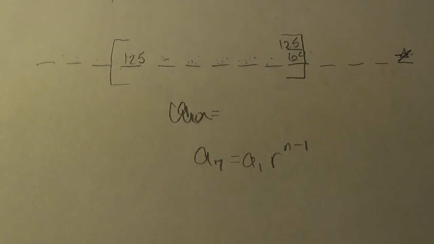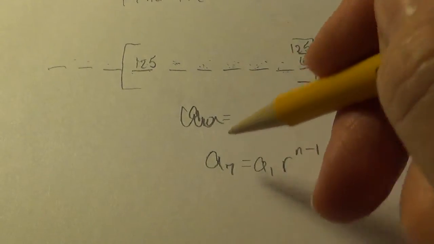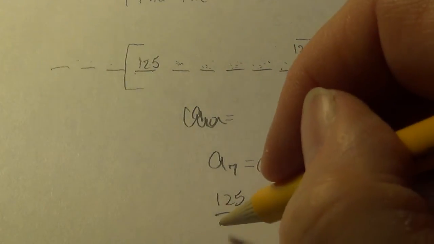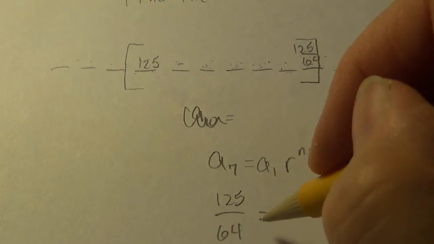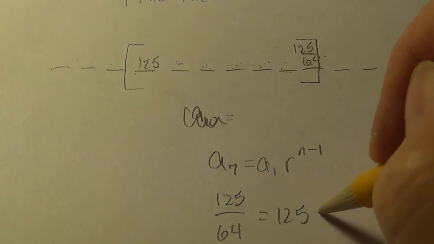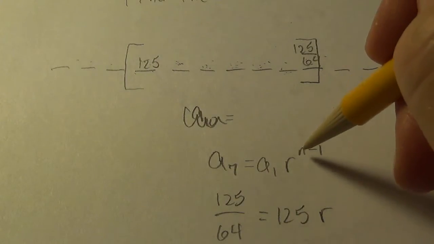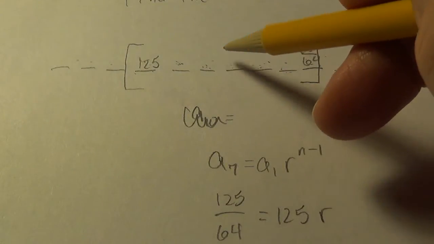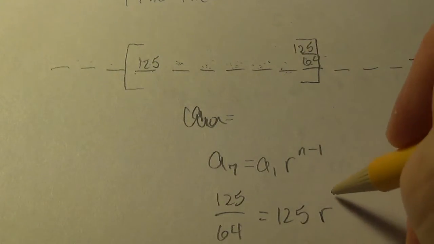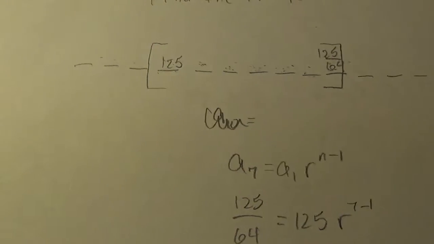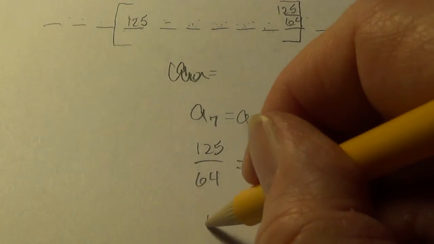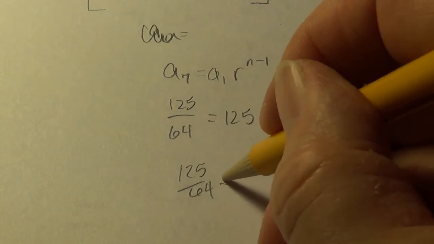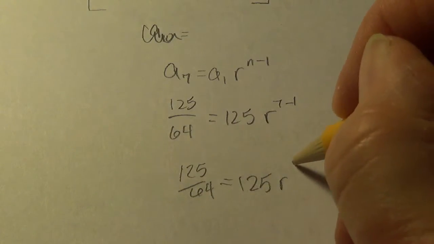So filling in, a sub 7 is 125 over 64. A sub 1 is 125. r is what I'm looking for. And since we're talking about the seventh term here, 7 minus 1 is 6. I think this is going to work. 125 over 64 equals 125 r to the 6th.